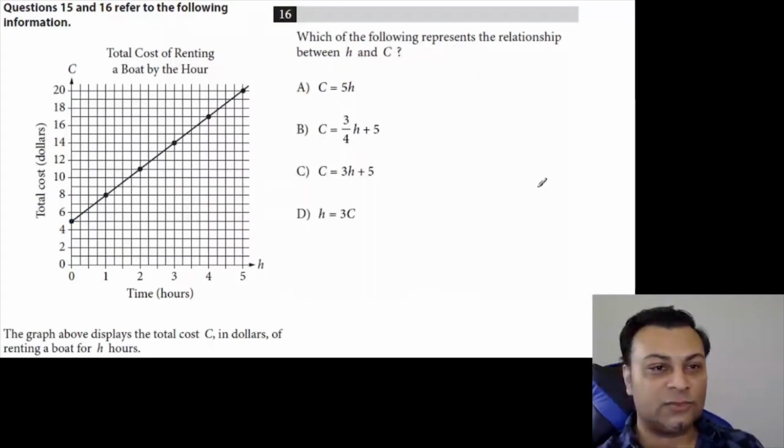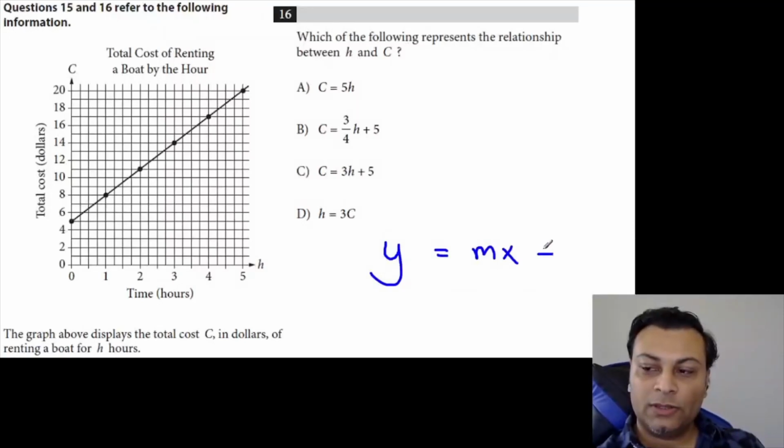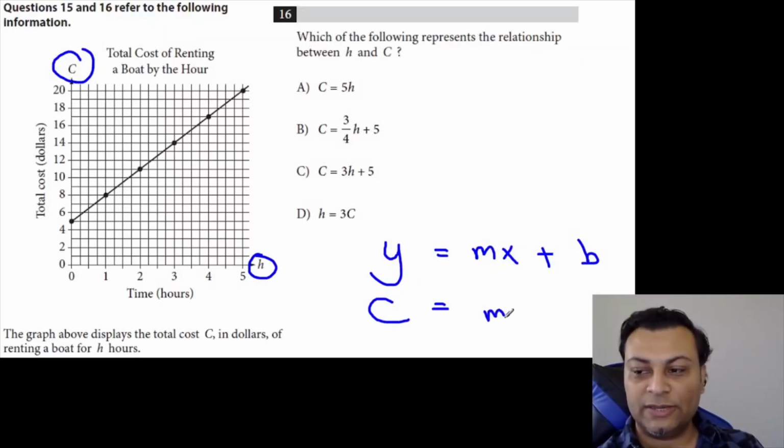Question 16 says, which of the following represents the relationship between H and C? So if we think in terms of slope-intercept, y equals mx plus b, the only difference now is the y coordinates are the c coordinates. So we'll use c equals, and for x we'll use h. So it's c equals mh plus b. It's just a little shift. But let me put that over here real quick, plus b.